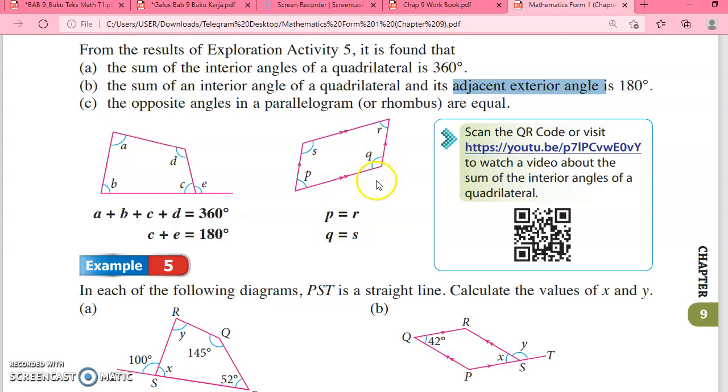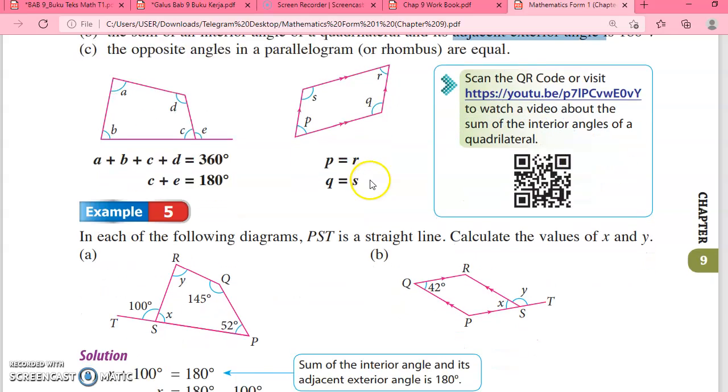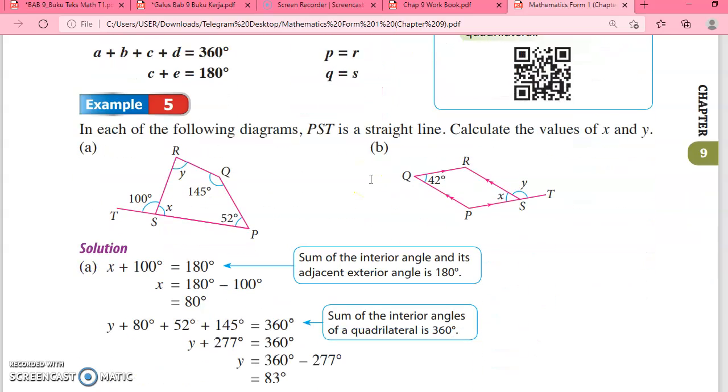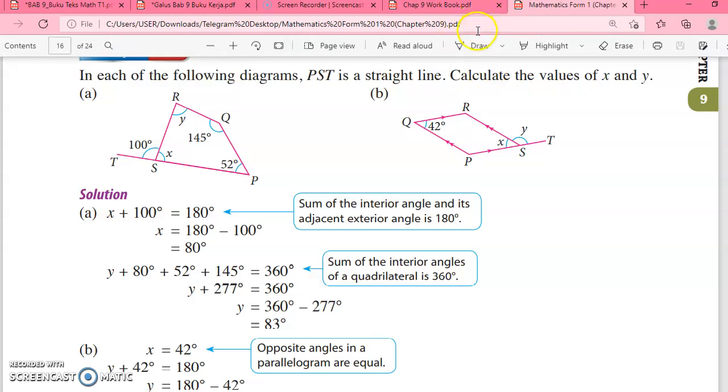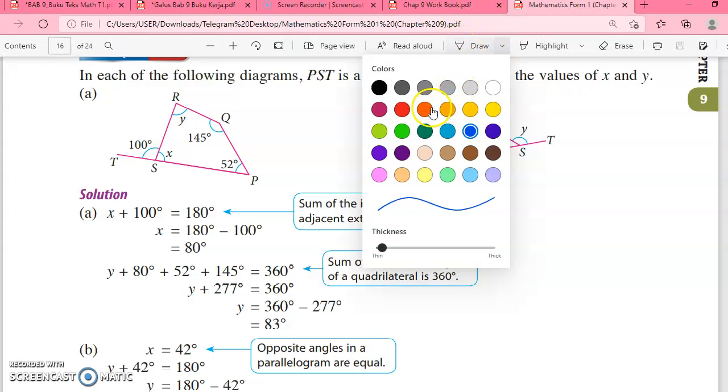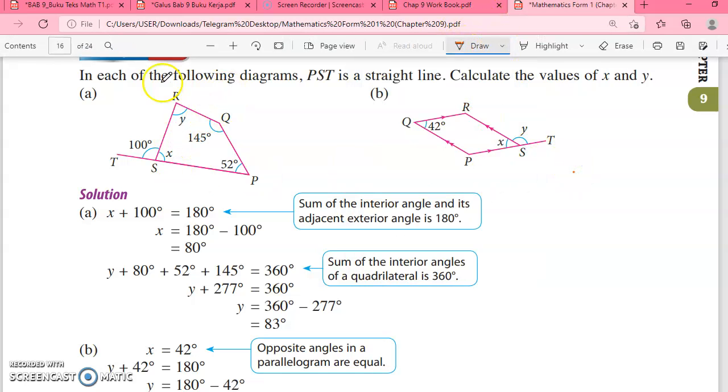So let's go to example 5. In each of the following diagrams, PSD is a straight line. Calculate the value of x and y. From this diagram, you are given three values, 145, 52, and 100. So from here, you can find x first.